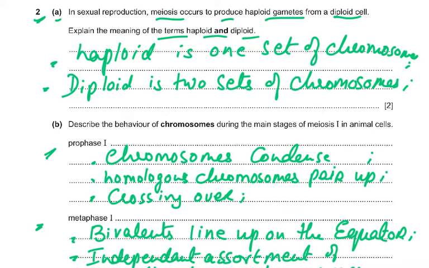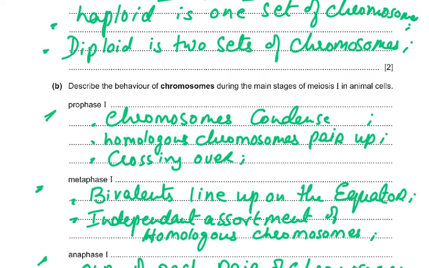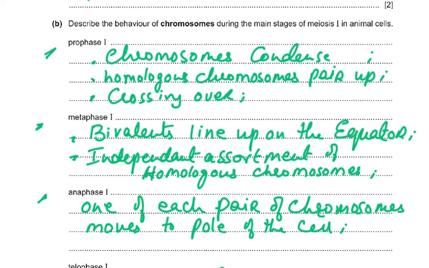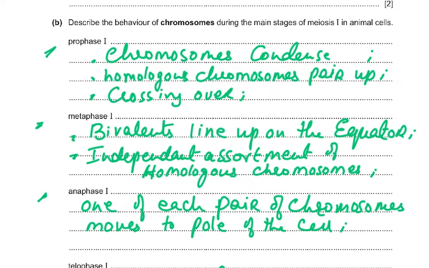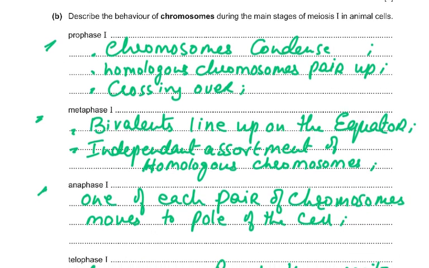B part, prophase 1, chromosomes condense, homologous chromosomes pair up, and the crossing over may or may not occur. But of course, you could have given any 1 mark because there's 4 headings and 4 marks. Metaphase 1, divalent line up on the equator, independent assortment of homologous chromosomes takes place. Anaphase 1, one of each pair of chromosomes moves to the pole of the cell.